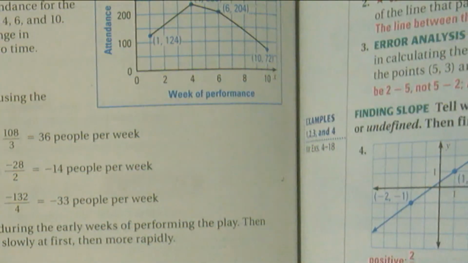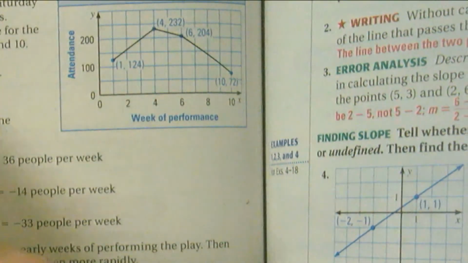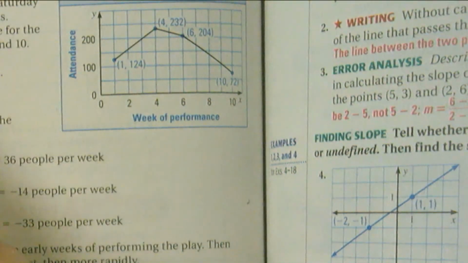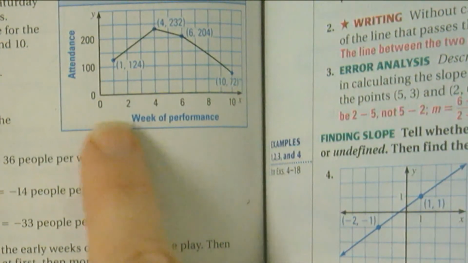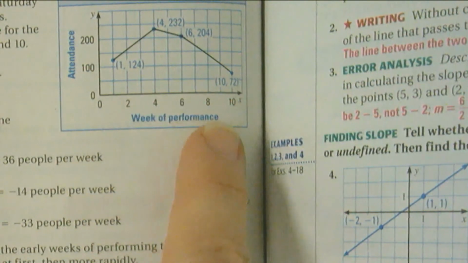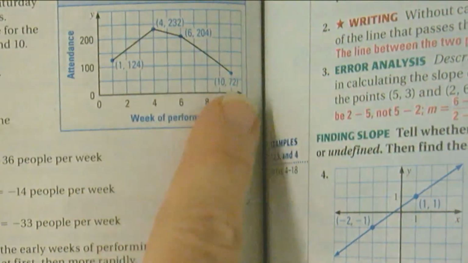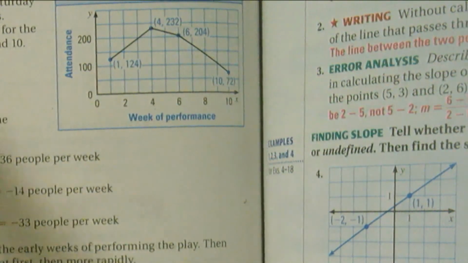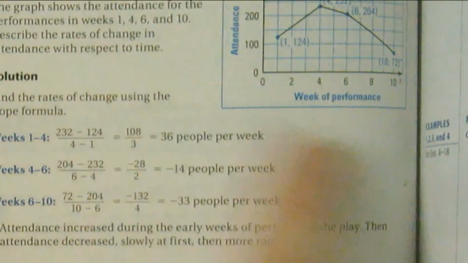All right. A community theater performs a play each Saturday evening for 10 consecutive weeks. The graph shows the attendance in weeks 1, 4, 6, and 10, so these are the number of weeks. And it said, describe the rates of change. So the directions were, describe the rates of change with respect to time.